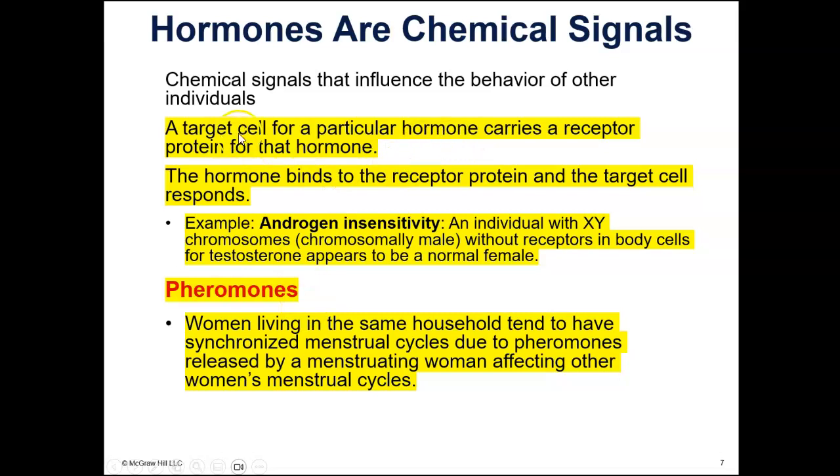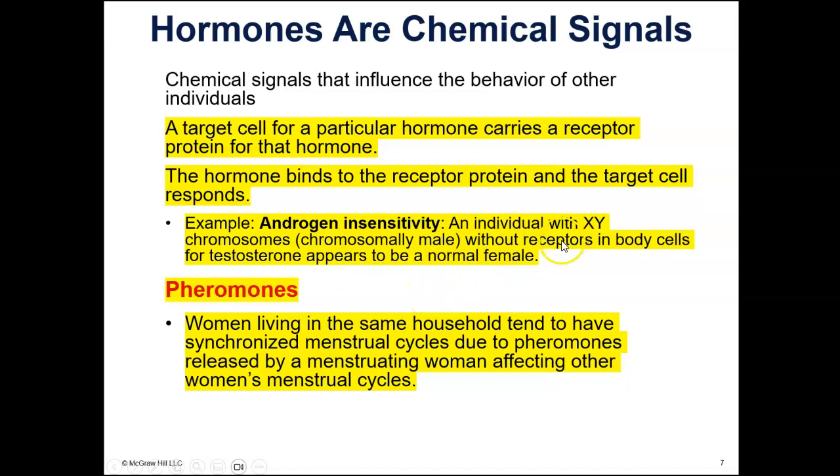Each hormone has a target cell, and that cell has a receptor, and the hormone will bind to that receptor and cause its effects. The target cell will respond. Now, there's an example here called androgen insensitivity. Androgens are your testosterone, okay? So they're your male sex hormones.